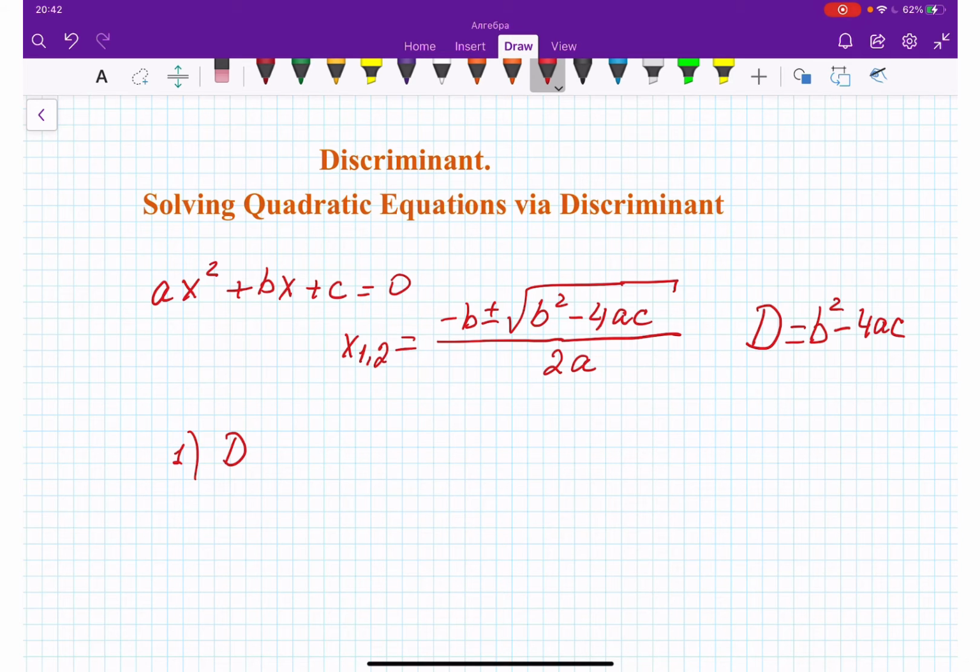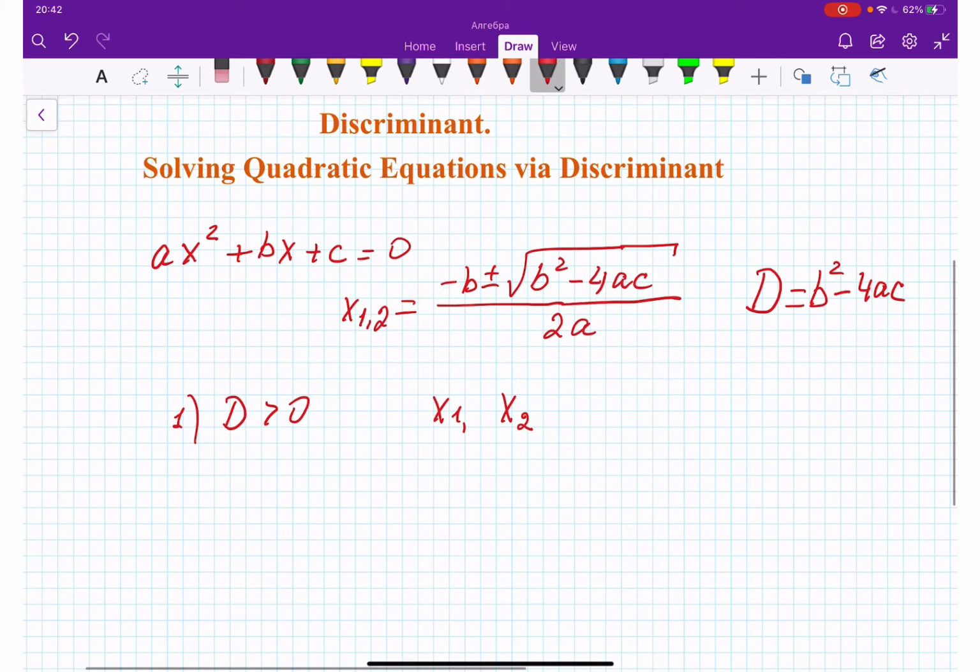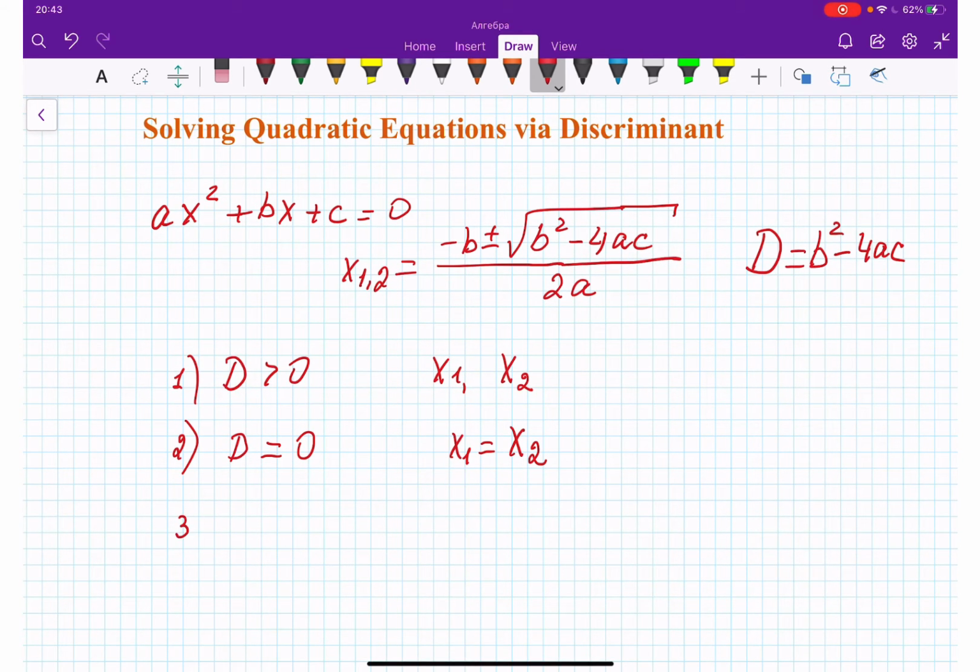If the discriminant is greater than 0, then we have two solutions, x1 and x2. In case number 2, when the discriminant is equal to 0, then we have one solution. And if the discriminant is less than 0, then we have no solution.